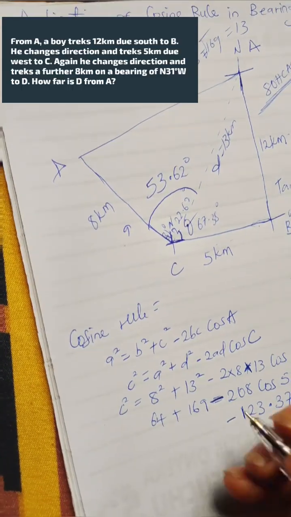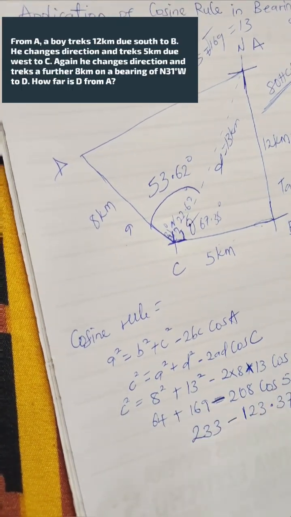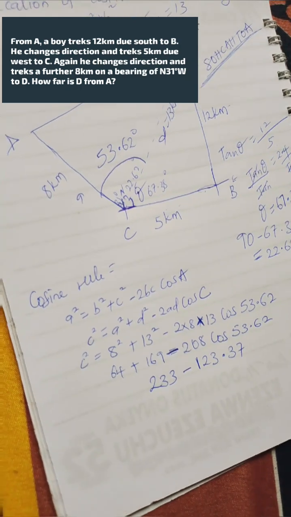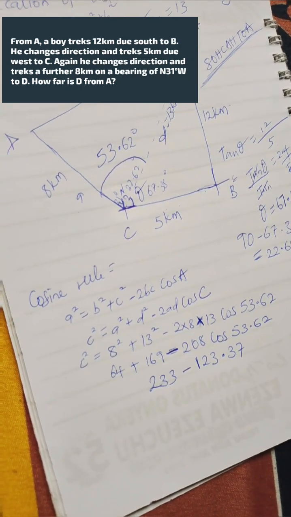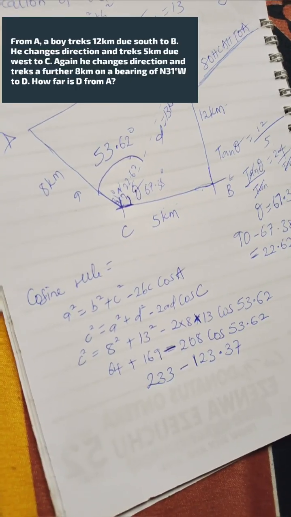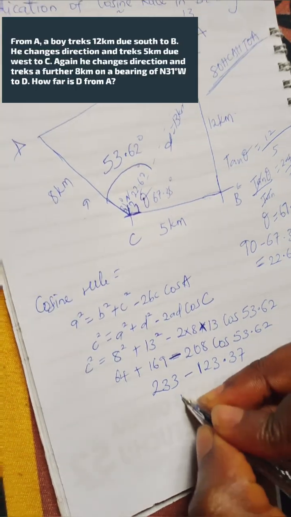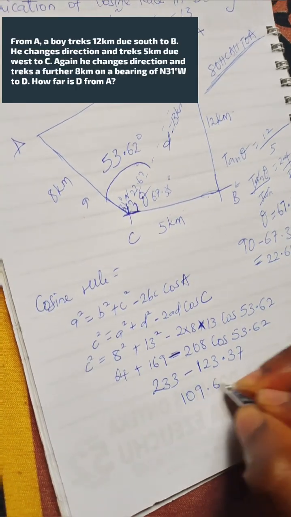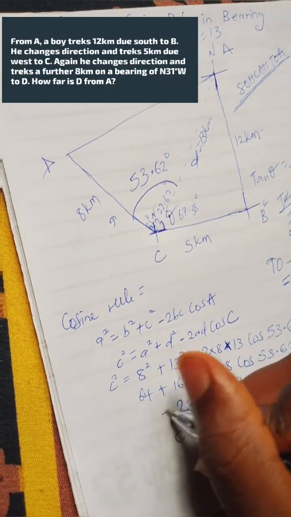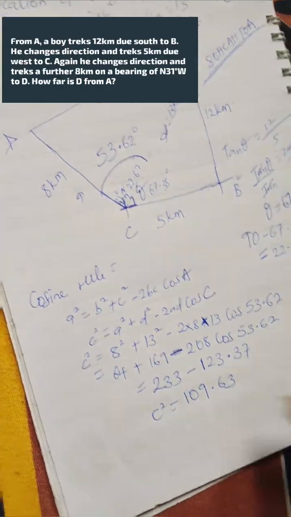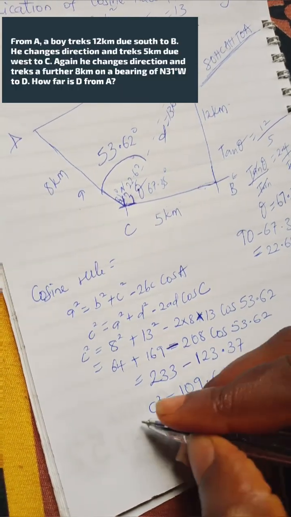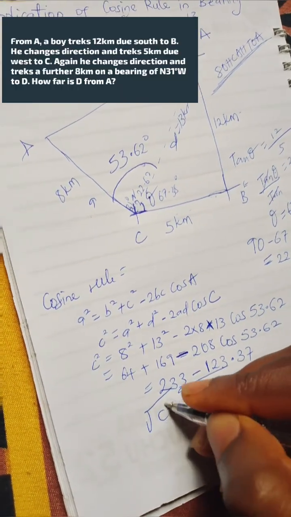So 64 plus 169 is 233. So all I have to do is just subtract these two. So 233 minus 123.37 is 109.63. So I'm having that my c squared is equal to this. So now to find the value of c, all I have to do is find the square root of both sides. So the square root of this and the square root of this.